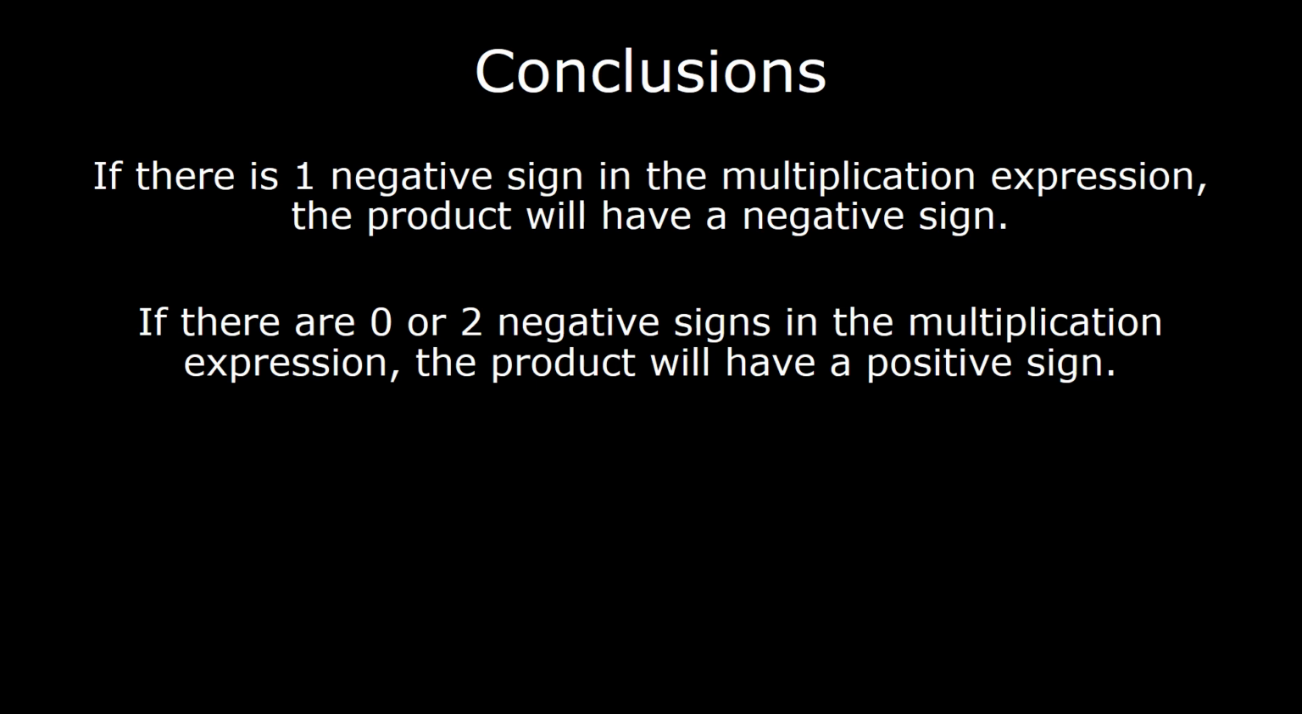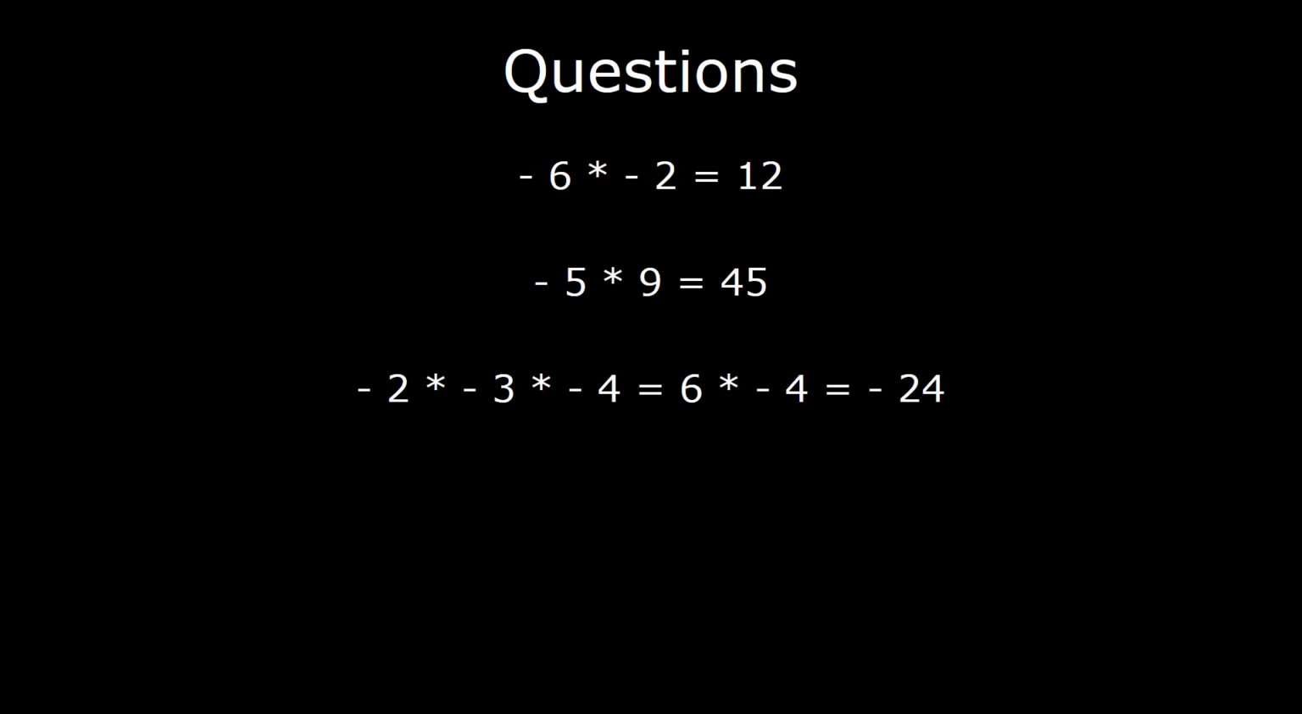What are the two conclusions or rules that we can take away from this? If you have one negative sign in a multiplication question, your answer would continue to contain that one negative sign. However, if you have 0 or 2 negative signs in the multiplication question, your answer would have that negative sign disappearing, vanishing. It would not exist. I hope that is all clear.